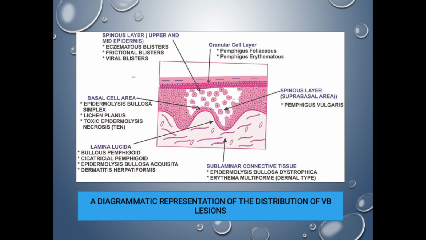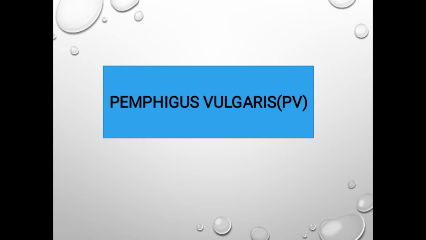You can see the diagrammatic representation of the distribution of the vesiculobullous lesions. In pemphigus vulgaris, there is a suprabasal split, and basal layer you can see it. Then the pemphigoid is at the lamina lucida. And one more thing, mucous membrane pemphigoid's second name is cicatricial pemphigoid. You should know this. We ask it in your MCQs.